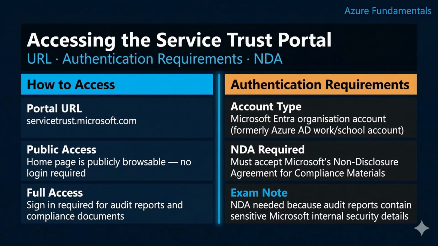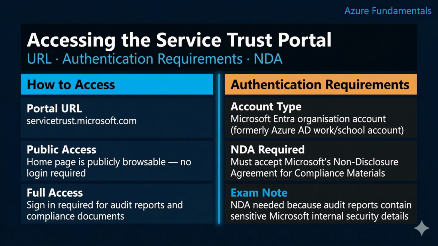Now let's talk about how you actually access the Service Trust portal. The portal is publicly available at servicetrust.microsoft.com. You can browse the homepage and see certain information without logging in. However, to access the full set of resources, in particular the audit reports and compliance documentation, you must sign in. Authentication requires a Microsoft Cloud Services account. Specifically, you need a Microsoft Entra organization account, previously called an Azure Active Directory organizational account. This means a work or school account tied to a Microsoft Cloud subscription.